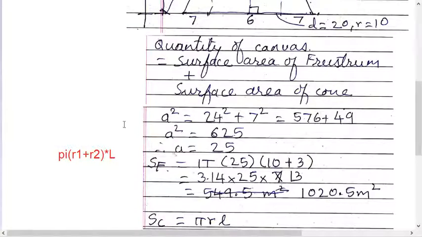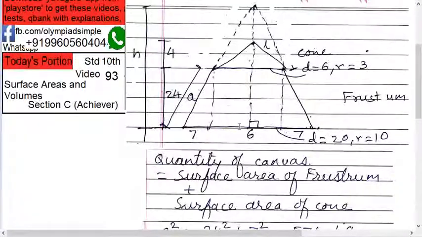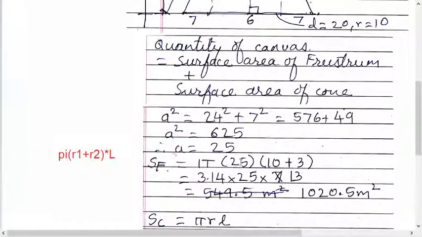Now see, the surface area of the frustum is given by pi into R1 plus R2 into L. L is the slant height, and R1 and R2 are the radii of the two bases. Pi into L is common, so L is 25. We have just found out this A part. Pi into 25 into R1 plus R2.